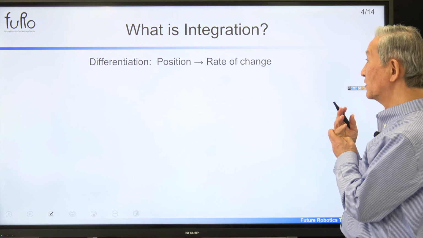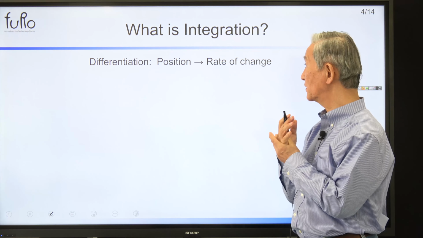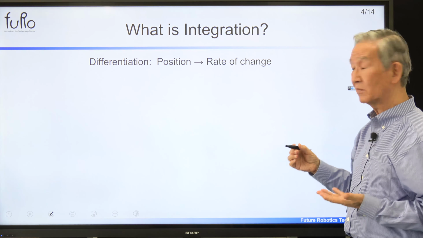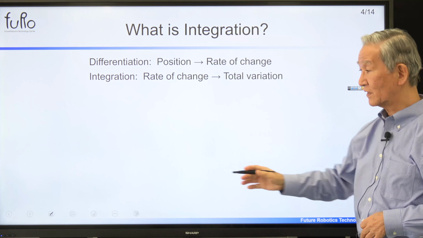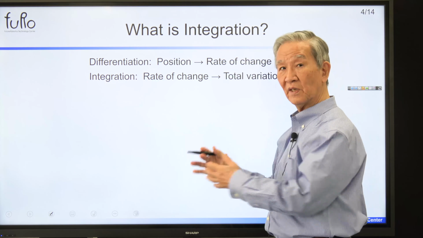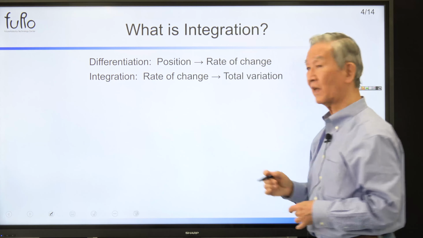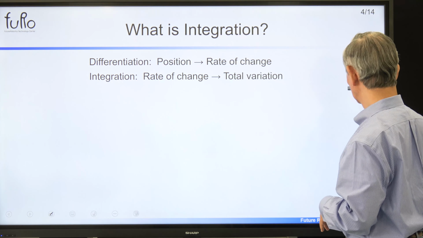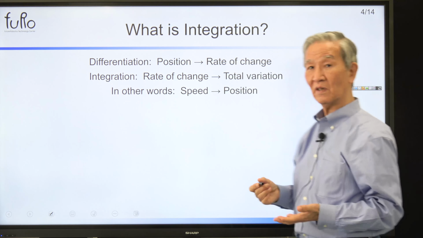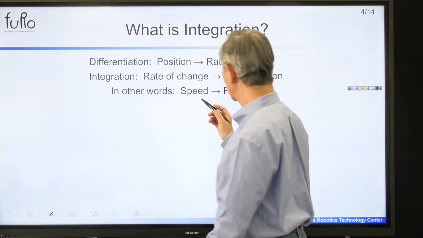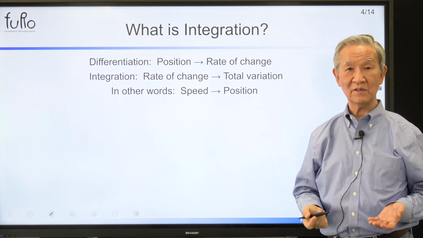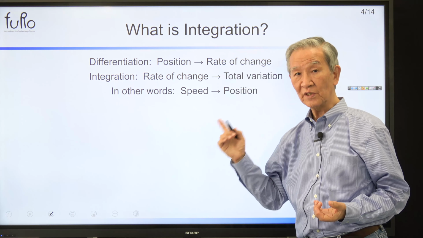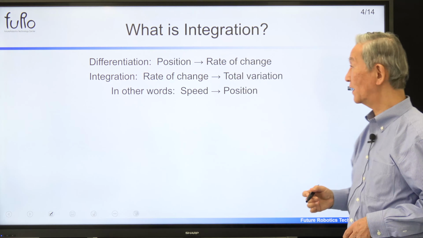Okay, let's take a look at differentiation. Differentiation was from position to rate of change in position. And as I showed you, integration goes the other way around: from rate of change to total variation. That's what integration is. In other words, from speed to position is what integration can do for us. That's handy. That's the reason why we can use integration as a tool to find the angles.